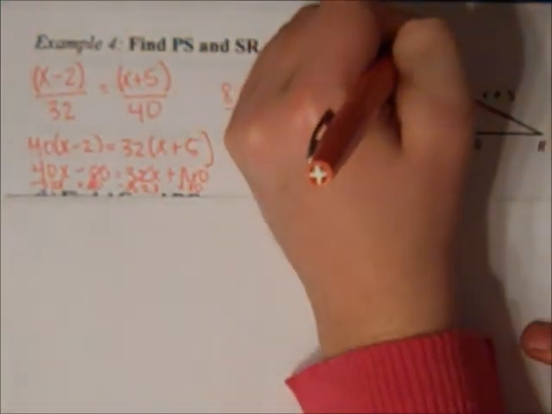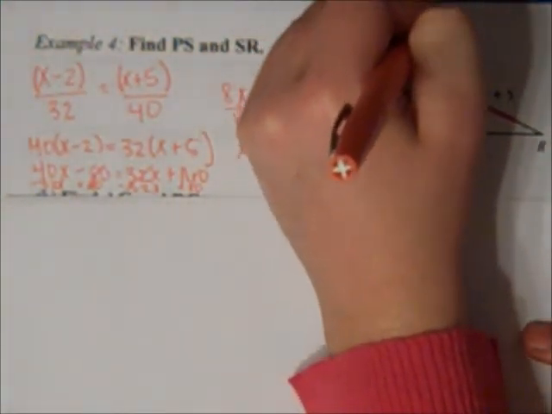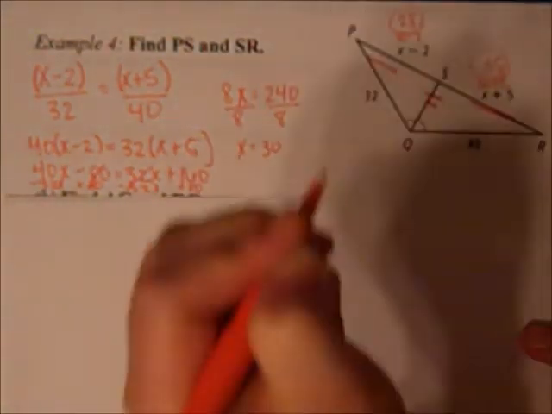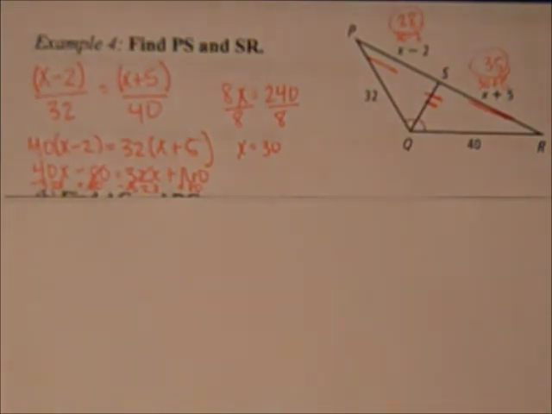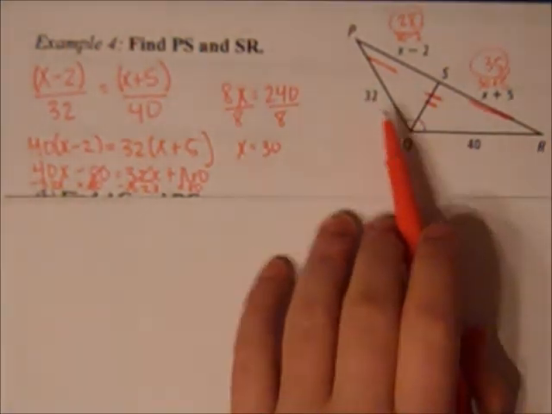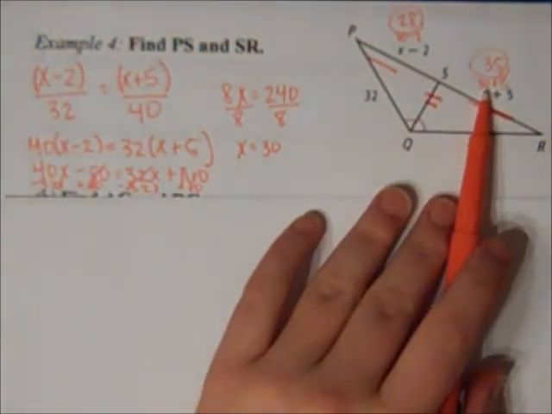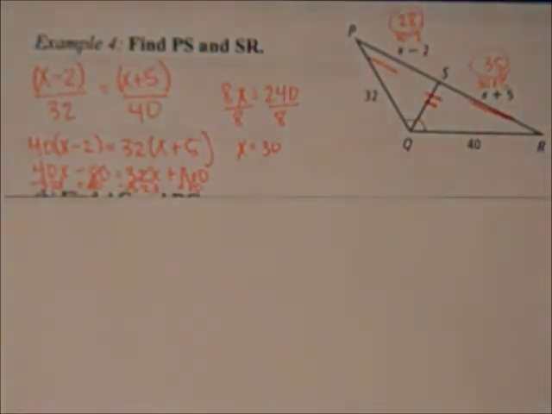Now be careful here because this is not the end of the problem. They didn't say find x. They said find PS and find SR. So we want to make sure we don't forget to go and plug that back in. So 30 minus 2, this side would be 28. 30 plus 5, this side would be 35. And then we can kind of look and see, is this proportional? 32 is less than 40, so I know this side, 28, should be less than this side, which is 35. So that all kind of makes sense there.